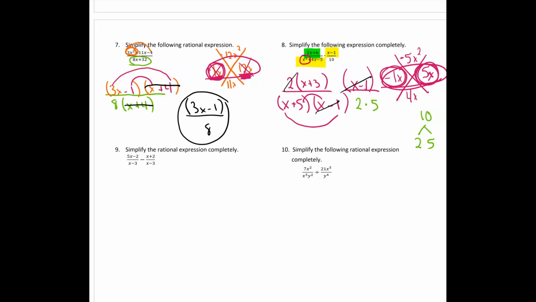but then I can also factor out the 2 because those are also factors. So when I'm done, my answer is going to be 2 with x plus 3, and then my denominator is going to be a 5 in front with x plus 5. And you can leave your answer like that. If you do want to distribute your 2 in and write your answer like this, you can do that as well.